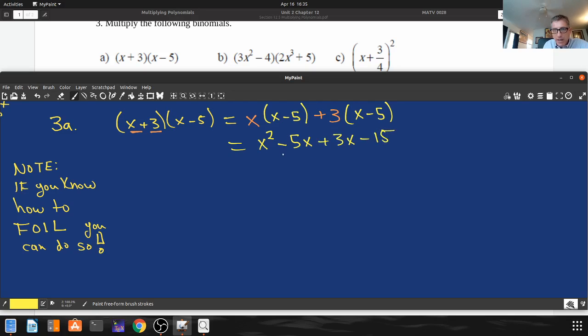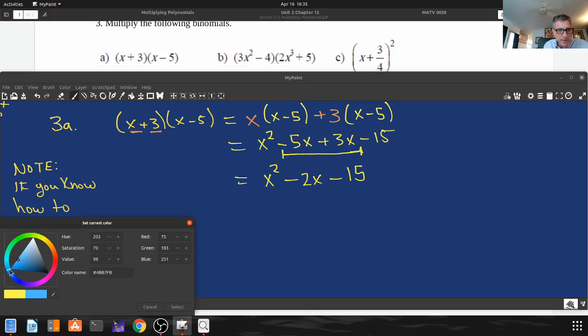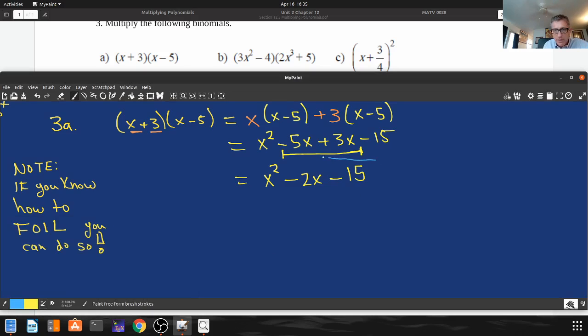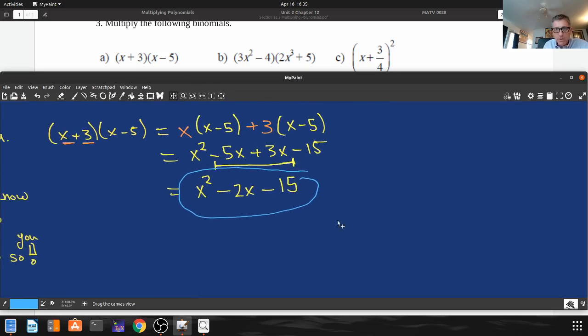So now all I have to do is collect like terms, and they're literally right here. So x squared minus 5x plus 3x is minus 2x, minus 15. And that is my answer. So let's continue on.